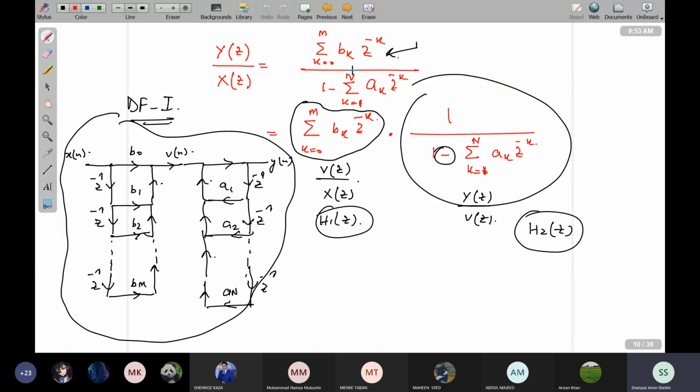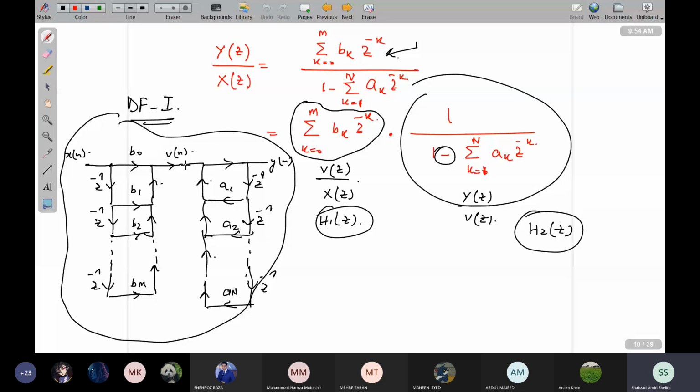The same transfer function or the same difference equation which we did before, this time it is represented in a signal flow graph topology. Here x(n) is coming in through z inverse, so at this node you are getting b1 x(n − 1), at this node b2 x(n − 2), and here b_M x(n − M). You are adding up all these things and you are getting v(n).